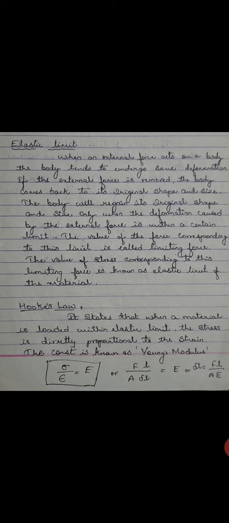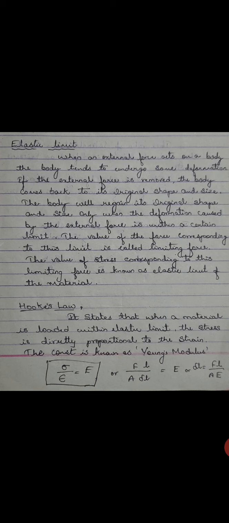If it is written in a mathematical way, stress is directly proportional to strain, which is replaced by a constant. This constant is known as Young's modulus. Young's modulus is nothing but the ratio of stress by strain, sigma by epsilon. So Young's modulus is given by capital E, stress is sigma, strain is epsilon. So Young's modulus is stress by strain, or sigma by epsilon.